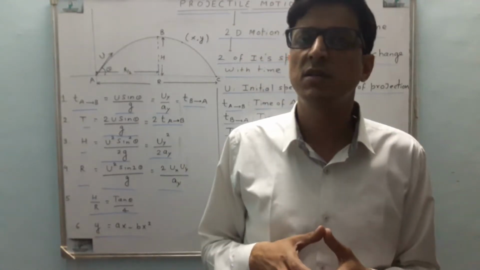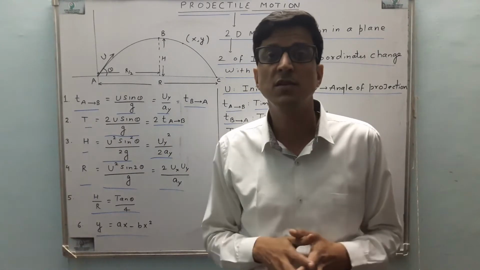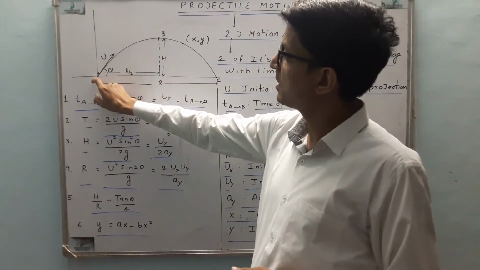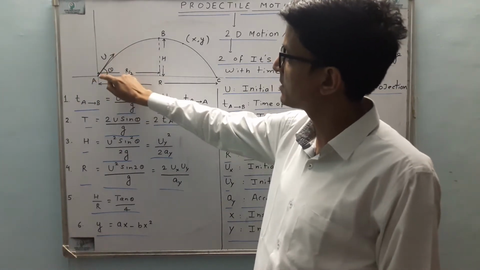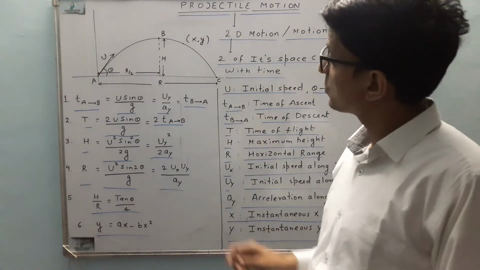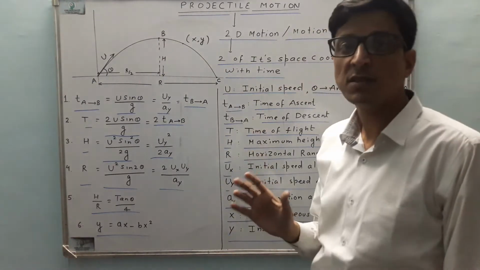There are certain parameters related to projectile motion. So let's look into the things with proper perspective. Suppose I project a projectile from point A with an initial speed u, making an angle theta with the x-axis. It follows a parabolic path and finally reaches C. So this point is A, this point is B, and this point is C. I define certain parameters over here.